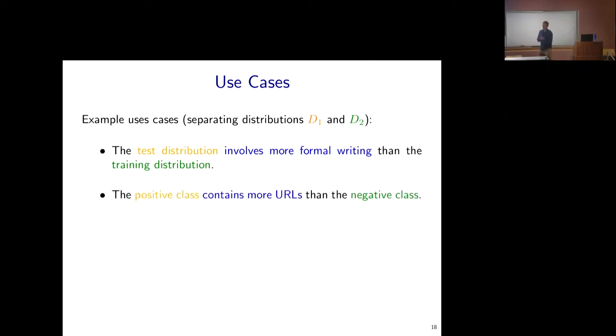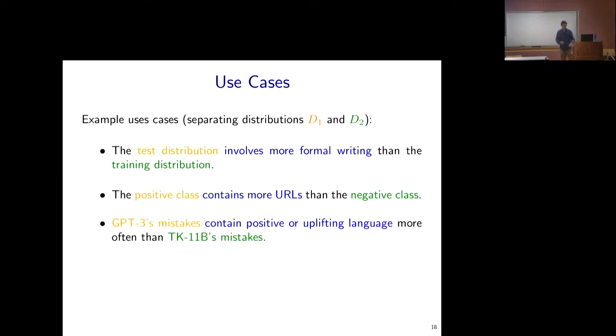Or I could look for spurious cues in a dataset. Say I have a spam classification dataset, but I find out that the positive class contains more URLs than the negative class. That means URLs might be a spurious cue for any classifier I train on this dataset, where I really want it to detect spam, but instead it detects the presence of URLs. I can also use this to do automated error analysis. Maybe I find out that GPT-3's mistakes contain more positive or uplifting language than T5 11 billion's mistakes.